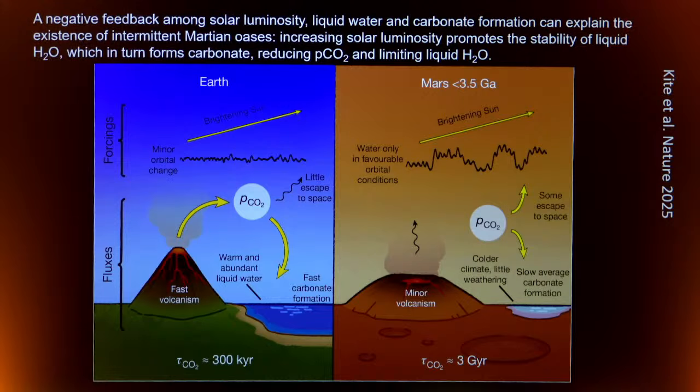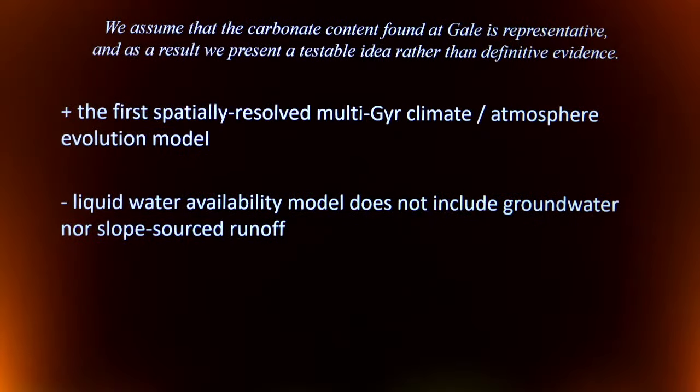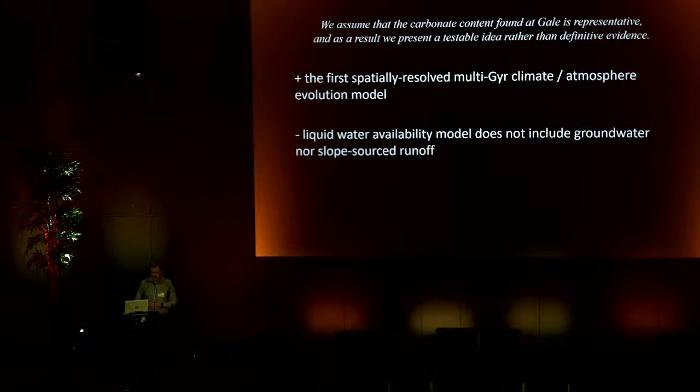And I want to talk about limitations of the model and then tests of the model. So the main limitation of the model is that the liquid water availability model is snowmelt, but any model in which liquid water is available mostly at low spots near the equator and mostly when it's warm will produce the same basic result that I've shown.